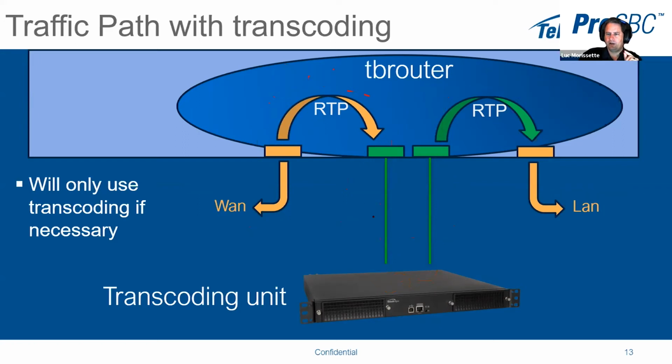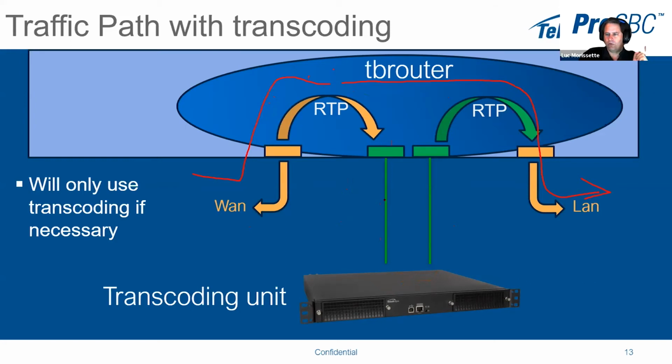If the system knows that you don't need to transcode, even if there's a transcoding device, it's going to just bypass and go directly to the destination like this. It will not use this internal interface.